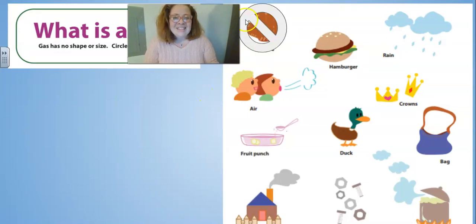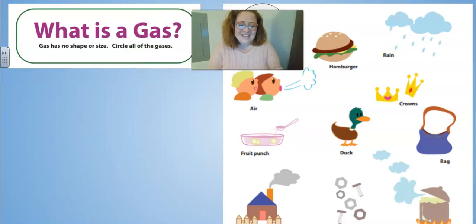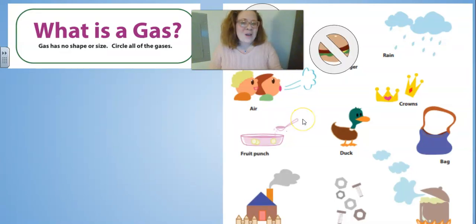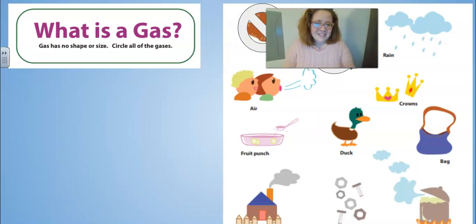No. This circle with a cross through it means no, it is not a gas. I hope you said no. Next, we have a hamburger. Is this hamburger a gas? Yes or no? Let's see. No, this hamburger is not a gas. Let's move on to the next one.